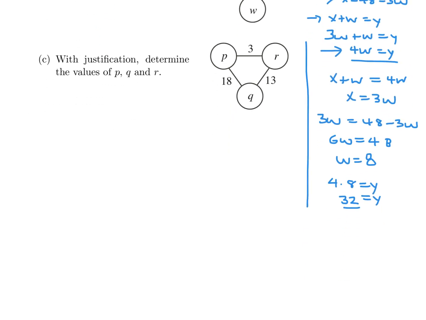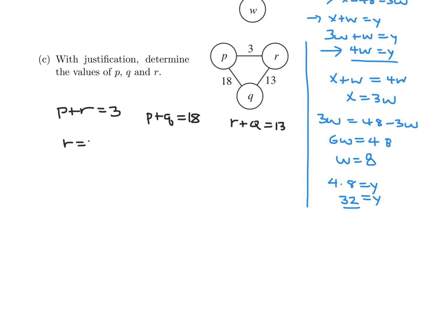And now we got the last one. With justification, determine the values of p, q, and r. So let's set up our equations. p plus r is 3, and then p plus q is 18, and then r plus q is 13. Like that.